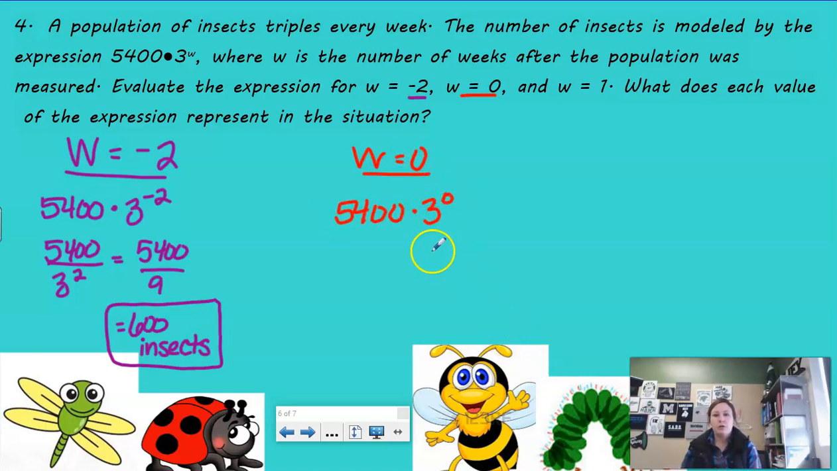So 3 to the 0 is 1. So I'm just multiplying 5,400 by 1 here, which tells us that when I started the study, I had 5,400 insects.